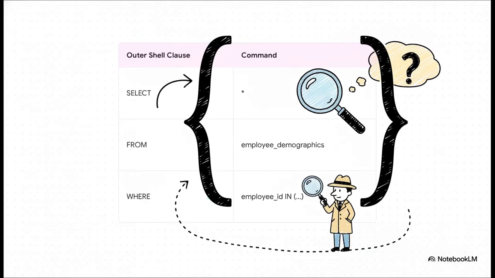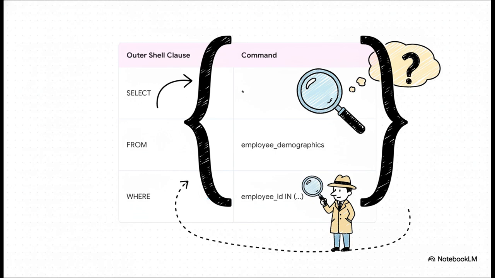All right, imagine you're working with two completely separate tables, demographics and salaries. Your mission here is to extract personal details, but only for the employees in Department 1. Let's check out the syntax structure. What we're looking at right now is the outer query shell. We want to select everything from the employee demographics table, where the employee ID is in, well, something.